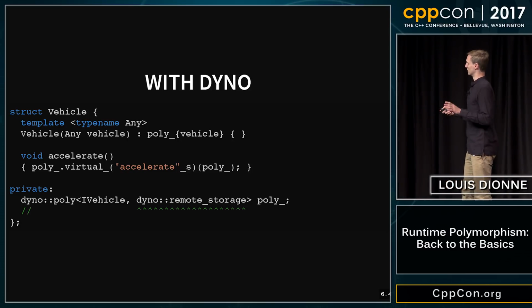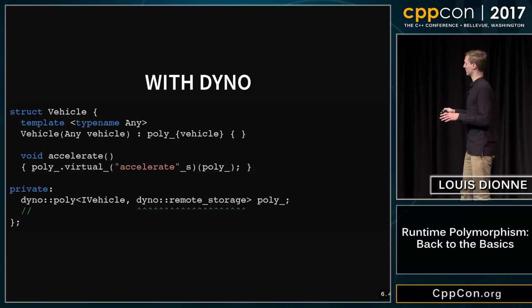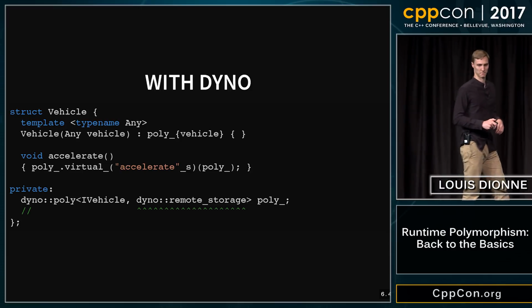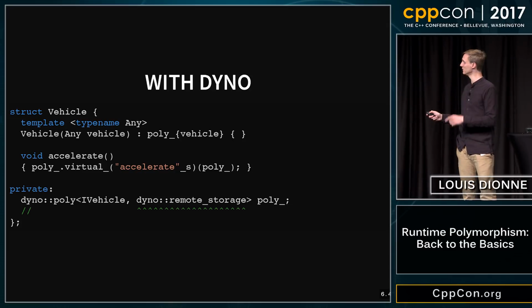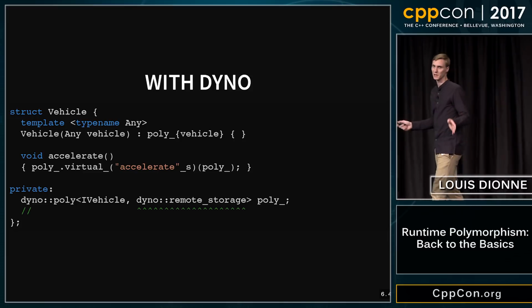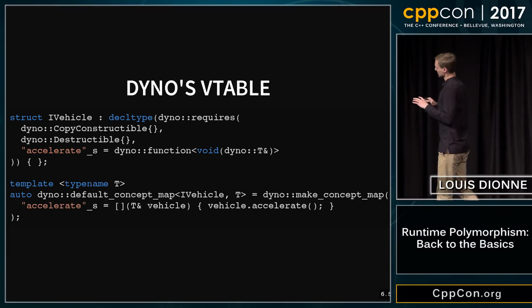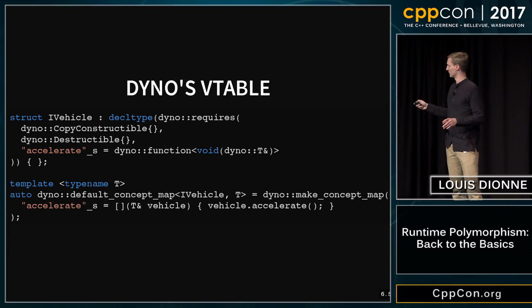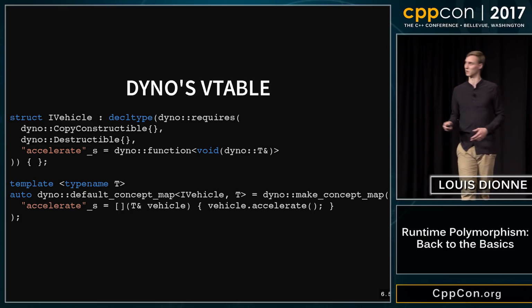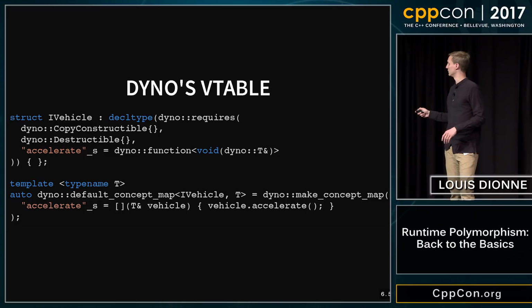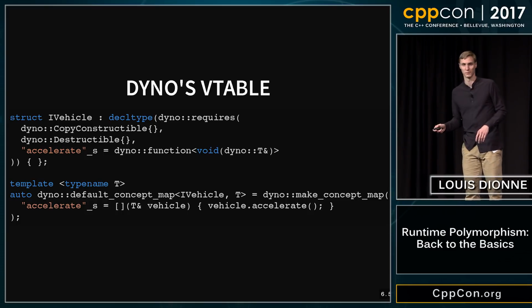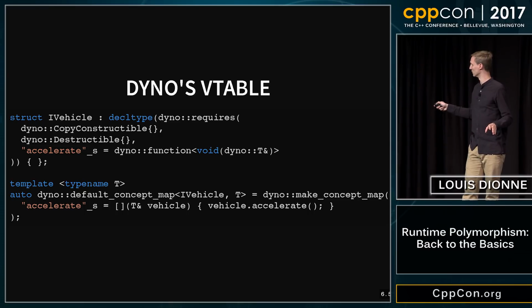But that's not so important. The really important part is there's a Dyno remote storage thing which makes it equivalent to what we wrote in the previous slide. Now I do need to specify what the interface is. So I have this fancy way of creating vtables, okay? And basically I'm creating a vtable saying, hey, you're going to need to be copy constructible, or there's going to be a copy constructor in the vtable. You need to be destructible, and you need to have this accelerate function, which has this signature. And then I fill my vtable, I say, here's how you implement accelerate.